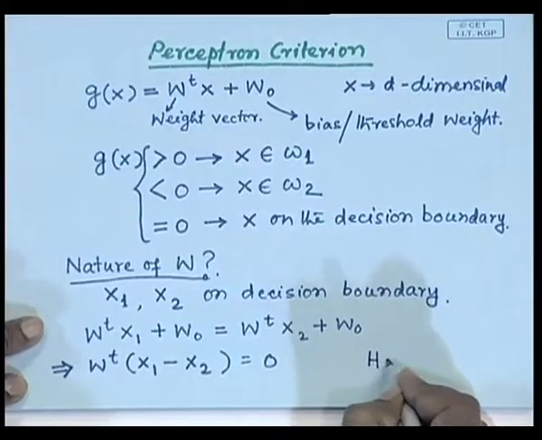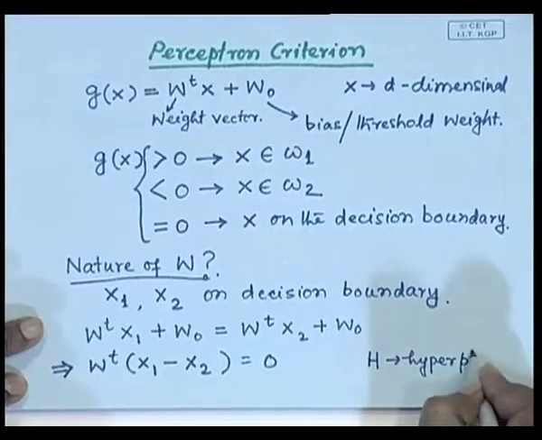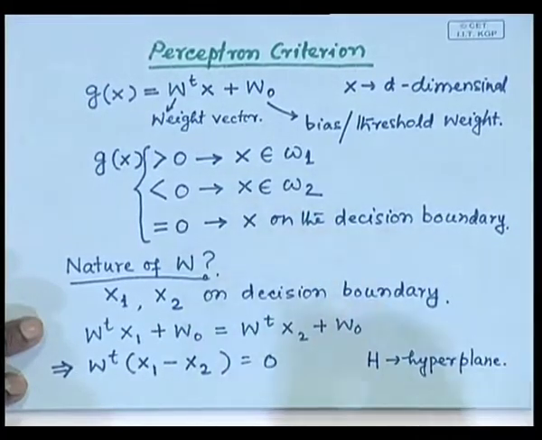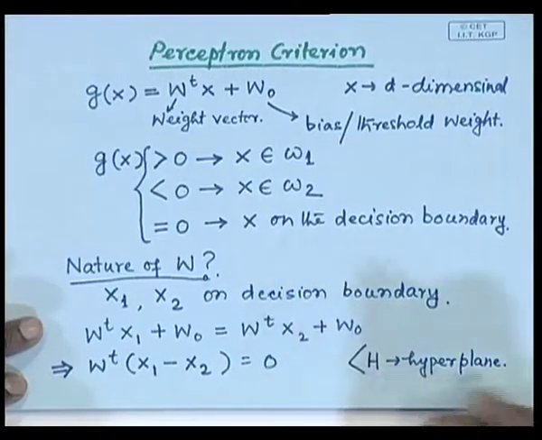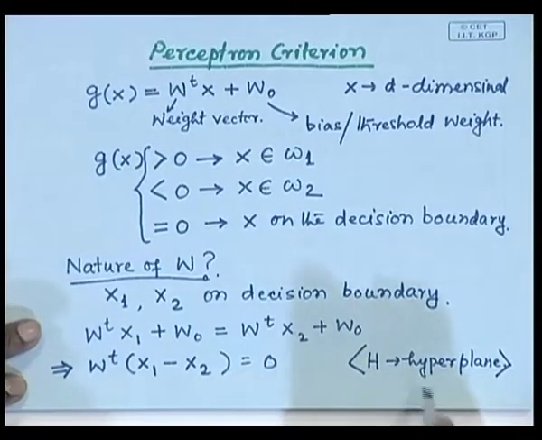Okay. And this surface being a planar surface or a linear surface in d dimensional space, we call it a hyperplane. Okay. And let us represent that hyperplane by H. So, this vector w is orthogonal to hyperplane H.